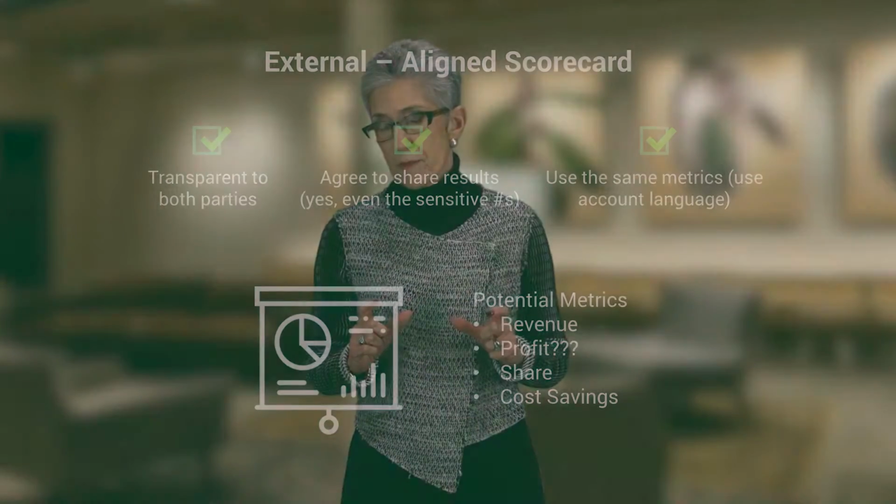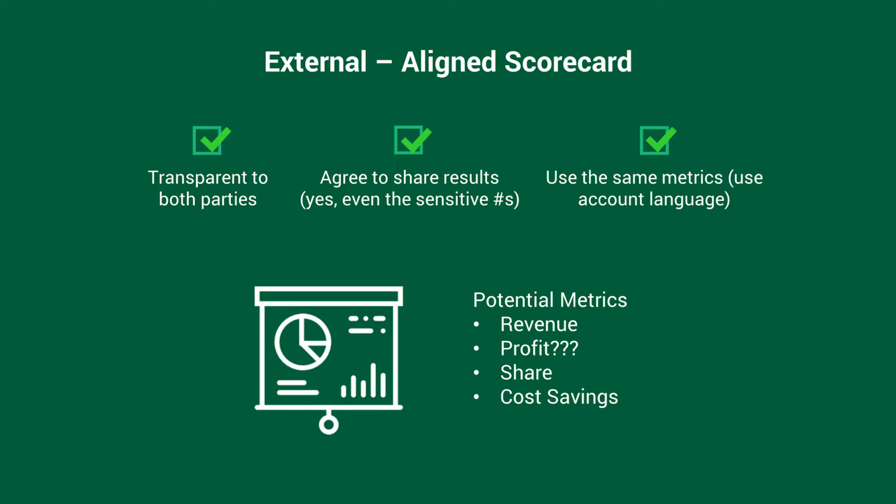We've seen the most successful JBPs use an external aligned scorecard. This means both parties are using the same scorecard. So you really need to be thoughtful about what metrics you want to use. Some popular metrics include revenue, share of market, and any cost savings that you may accrue. One sensitive metric is often profit. Your team and the customer need to decide if you want to share this sensitive information with each other.